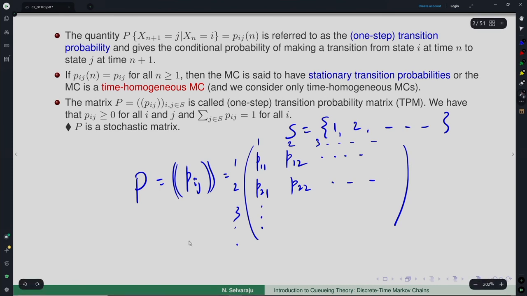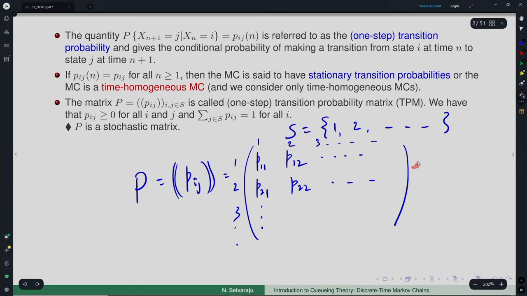So, such a matrix is what is called a stochastic matrix, right. In matrix theory language, this will be called a stochastic matrix or random matrix in some contexts, but random matrix may have a slightly different meaning in general. So, we may simply refer to this as a stochastic matrix, which means each entry is non-negative and the row sums are 1.